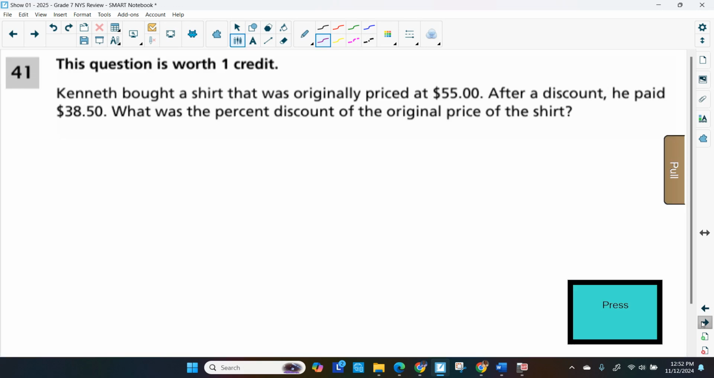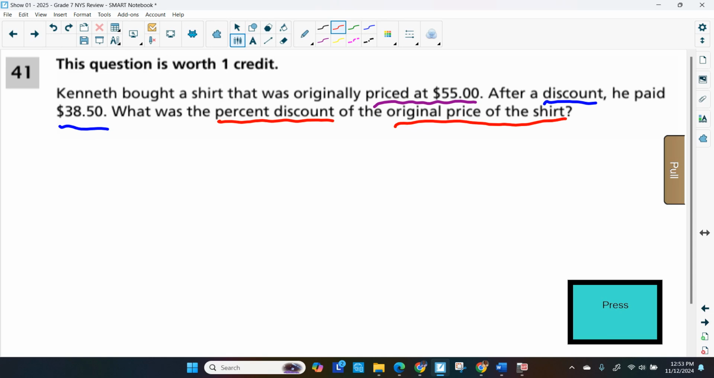All right, what do we got here? This question is also worth 1 credit. Kenneth bought a shirt that was originally priced at $55. Okay, so something happened to the price after a discount. So there was money taken off. He paid $38.50. What was the price? I'm sorry, what was the percent discount of the original price of the shirt?